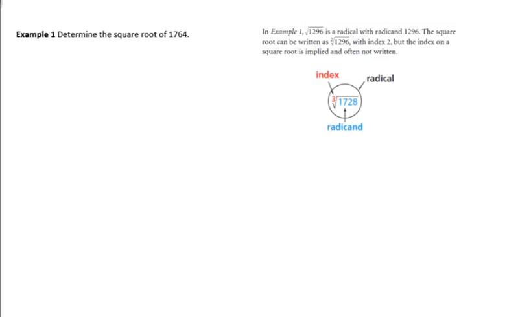So for example 1, we're going to be asked to determine the square root of 1,764. Now, what you can easily do is just take the square root of that on your calculator, but I'm going to be asking you to do these things without your calculator. So in order to do this, we're going to go back to that prime factorization that we learned in yesterday's lesson.